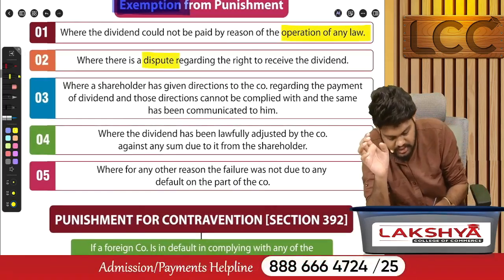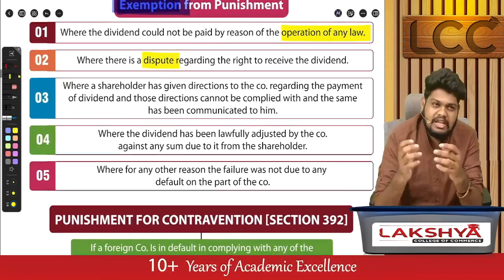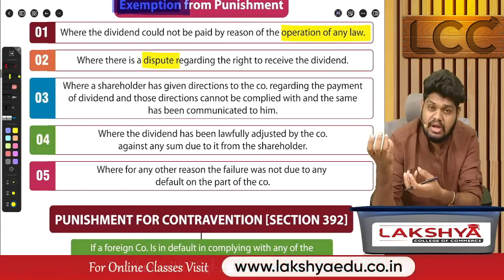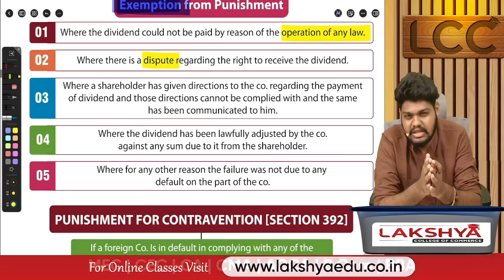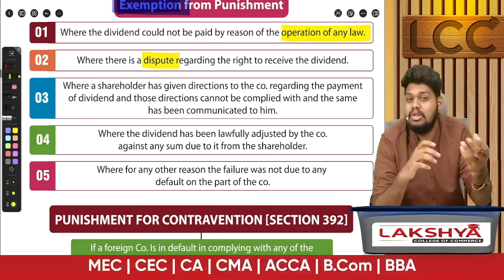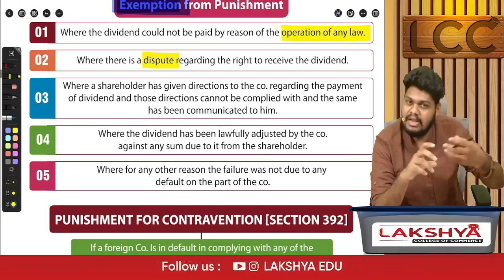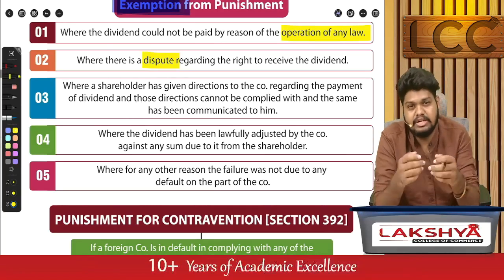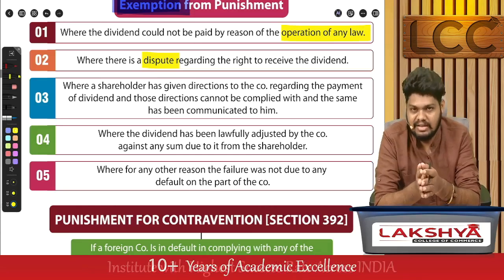Second category, the keyword is when there is a dispute. Say if a member dies and the legal representatives have a dispute regarding who will receive the dividend. In those cases also, it is not the company's fault to solve the dispute. Once the dispute is solved, I'll come and pay the money, but until that point of time, if the company is unable to pay the dividend, distribute the dividend, the company is still not held liable.